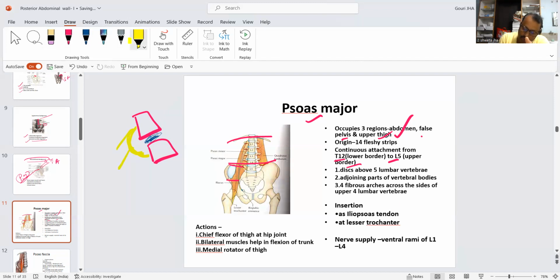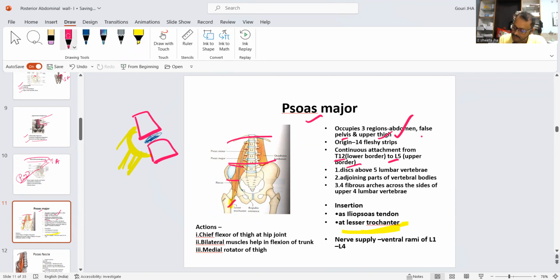And from here also, the Psoas major muscle comes out. So it is coming out from the T12 to L5 vertebrae. Of course, the intervertebral discs will be covered, and the fibrous arch across the side of the upper four lumbar vertebrae, from here it will also come out. It gets inserted as the iliopsoas tendon. It combines with the iliacus muscle, and it gets inserted at the lesser trochanter over here.